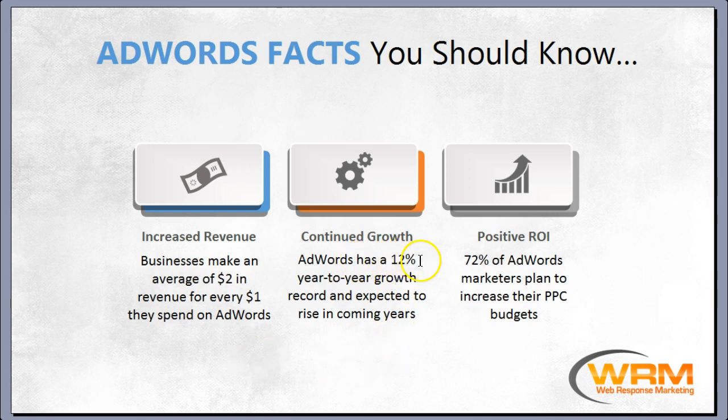The growth of advertising is 12% year to year, and it has been like that, 12% every year. So it keeps on growing, meaning that advertising is basically here to stay. The return on investment has been very positive for most marketers. 70% of AdWords marketers plan to increase their pay-per-click campaign budgets. That means they are having good, acceptable, or even incredible results with their Google campaigns, and that's why they're sticking with it and continuing with more advertising.